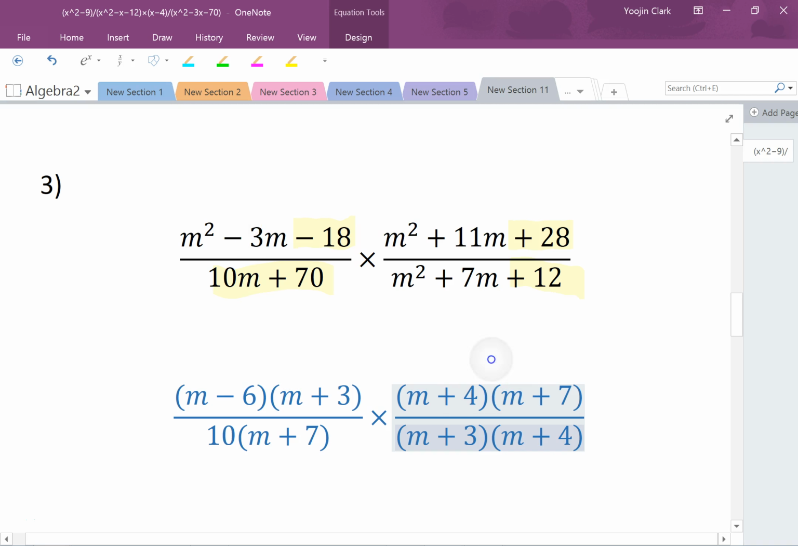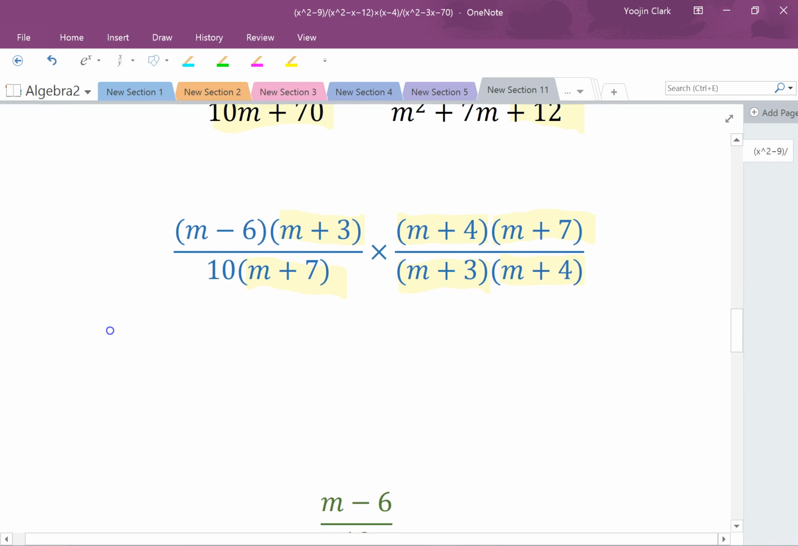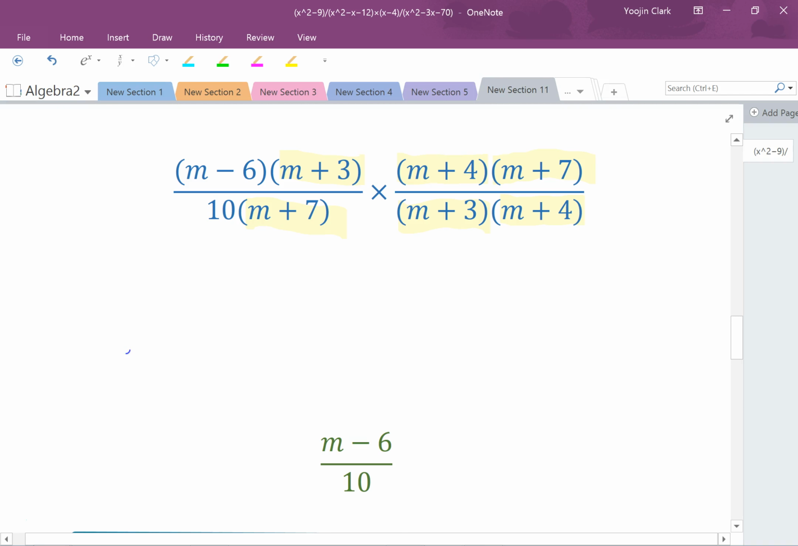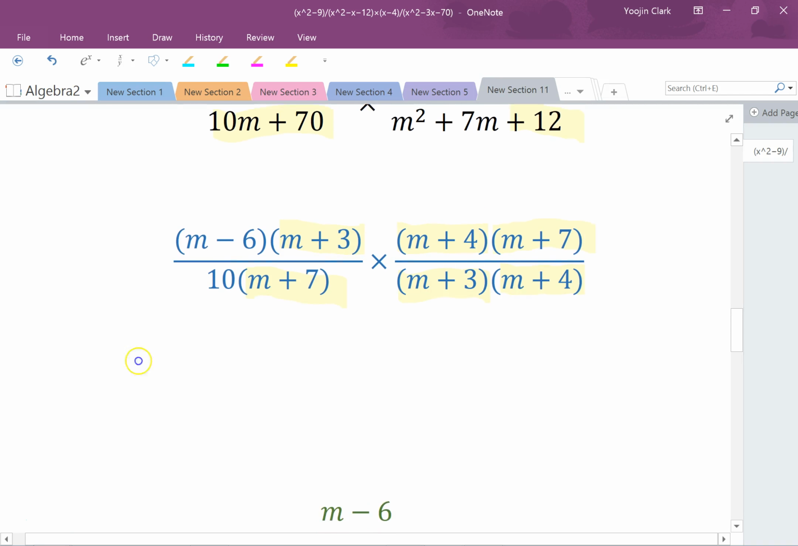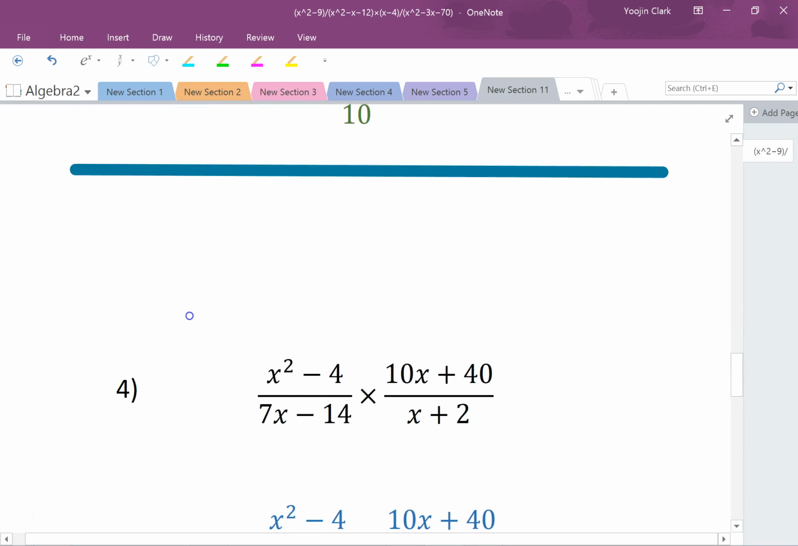So let's see, what do I got? Well, I got the m plus 7s gone. The m plus 3s are gone. Wow, everything cancels here almost. All I have left is that m minus 6 over 10. Is that the answer? Well, what do you know? That was. Okay, so a couple of mistakes there with the variables, but we don't have time to redo it.